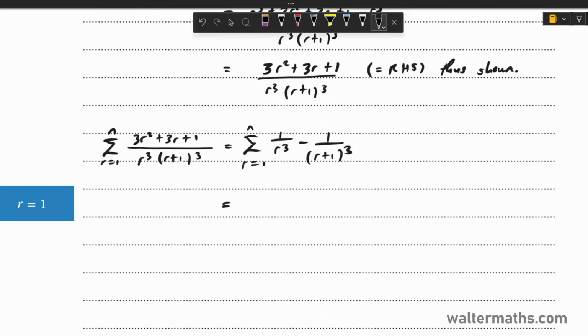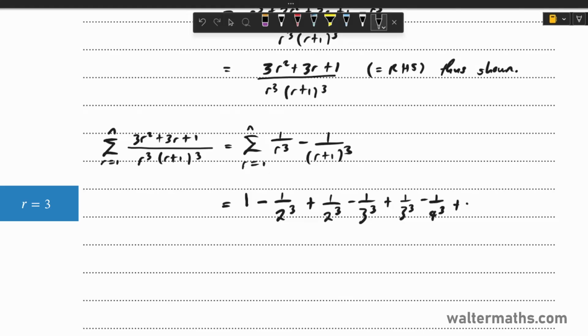So we're saying that when r is 1, we'll be having 1 over 1 cubed, which is 1, minus 1 over 1 plus 1 cubed, which is 2 cubed. And that's going to be plus, when r is 2, 1 over 2 cubed, minus 1 over 3 cubed. It's plus, when r is 3, 1 over 3 cubed minus 1 over 4 cubed.